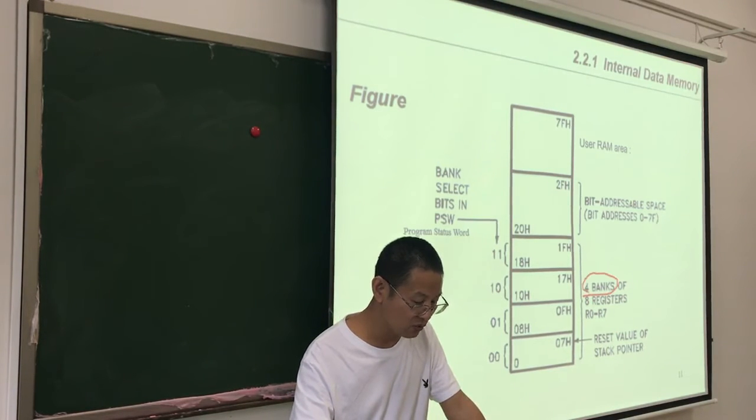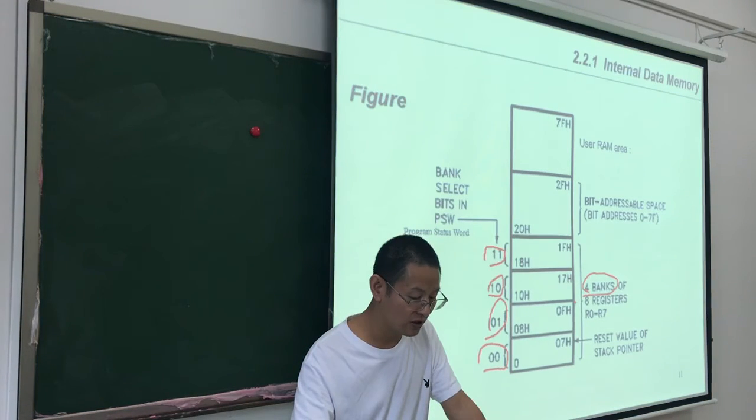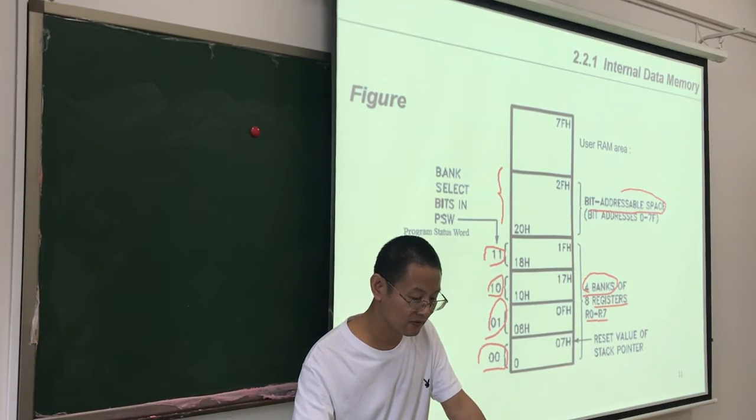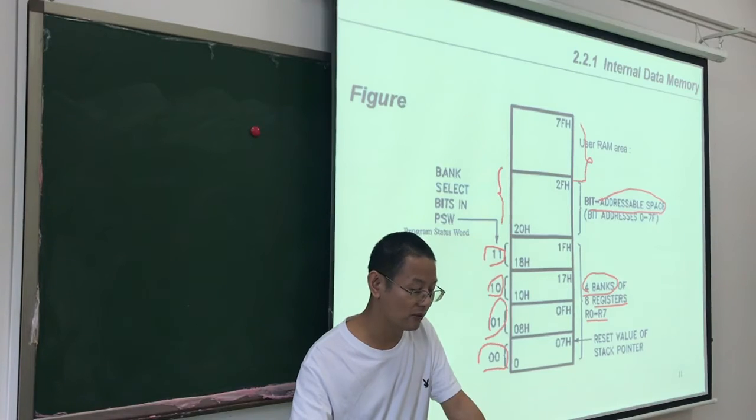For banks, registers are 1, 2, 3, 4. This is for registers R0 to R7. Here is the bit addressable space. Here is the user RAM area.